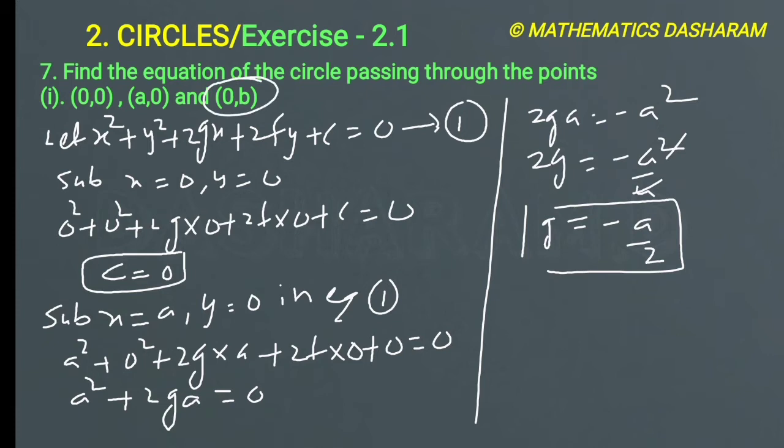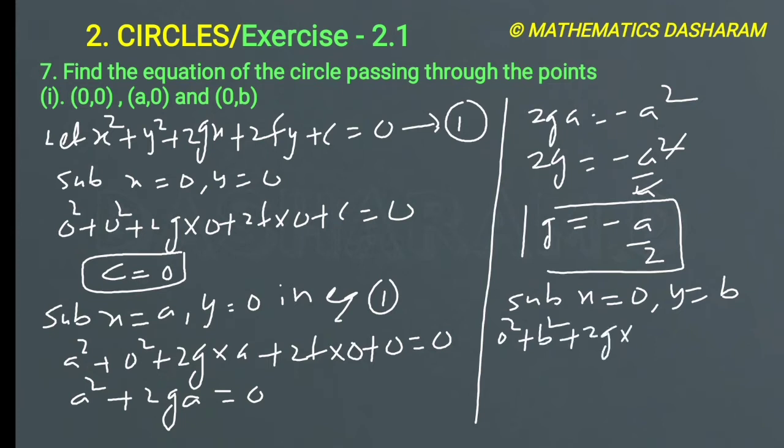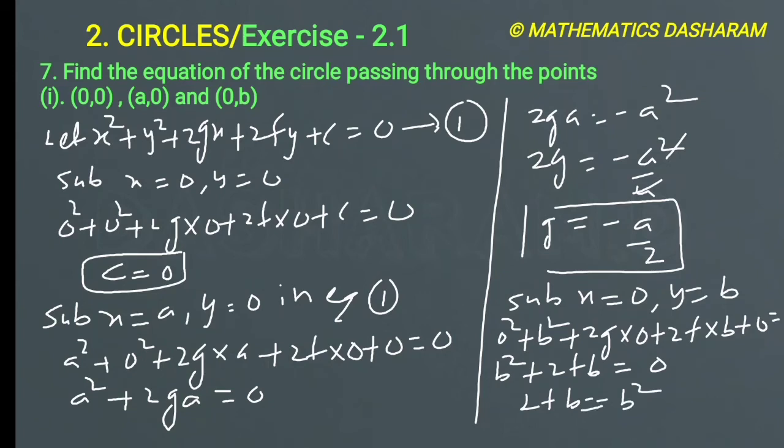Next, the third point is (0, b). Substitute x = 0, y = b. Then 0² + b² + 2g·0 + 2f·b, and the c value is 0, so it equals 0. So b² + 2fb = 0, so 2fb = −b². From this we can find the f value, that is −b/2.